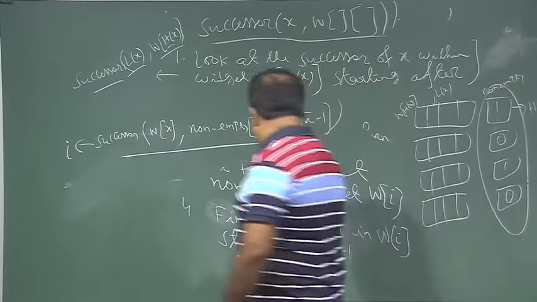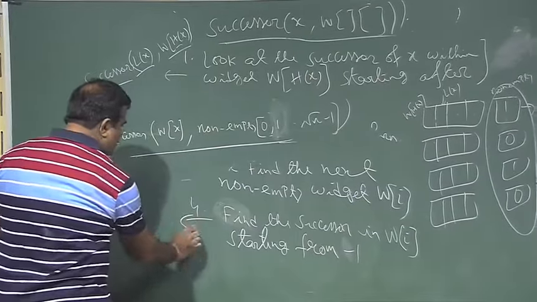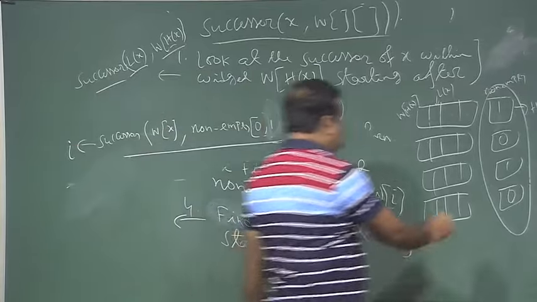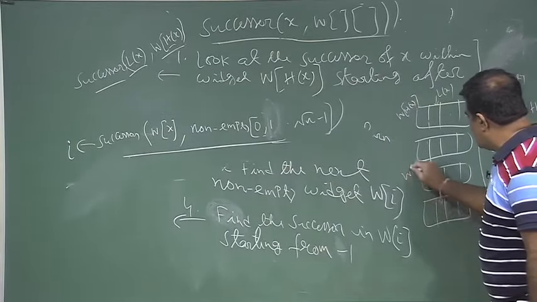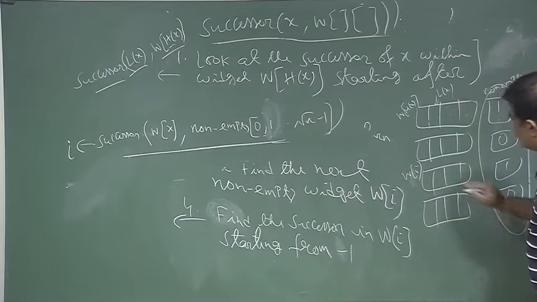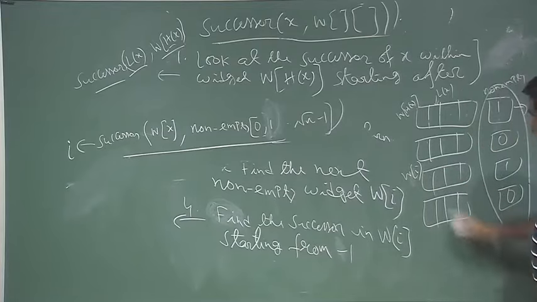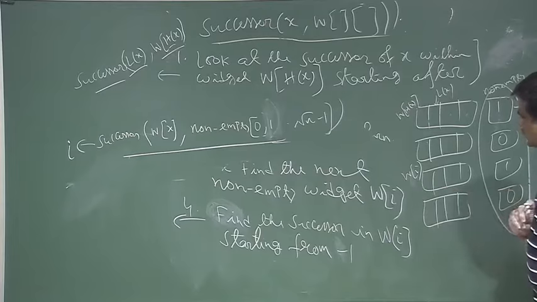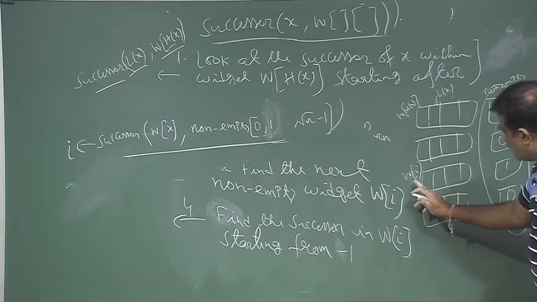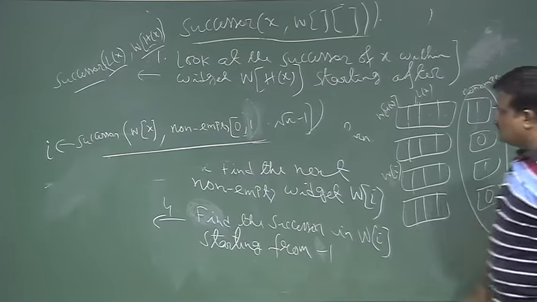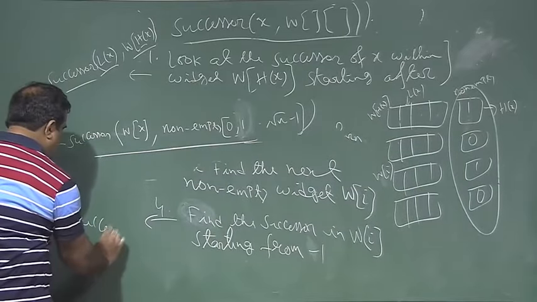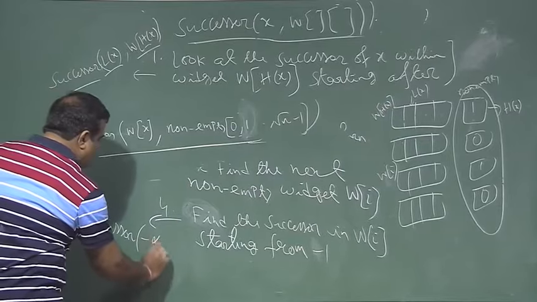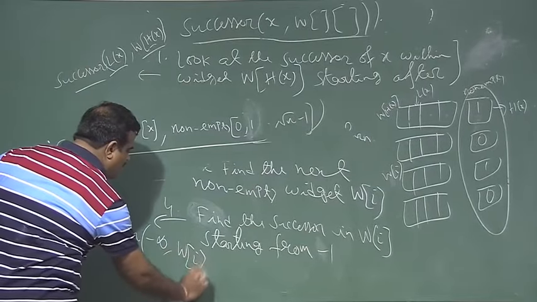And then finally we have a last successor call. So this is the 1, and this is the ith block, basically wi. Here we know there is a 1, but we don't know where it is. So we have to look for that 1. That is also a successor call, the successor of minus infinity in w of i.